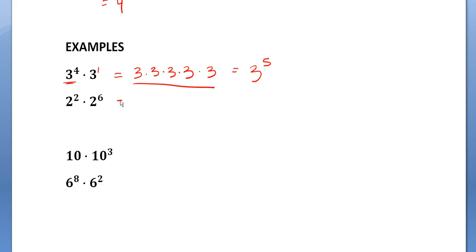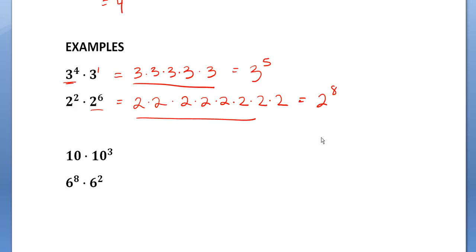Let's take a look at this one. 2 squared times 2 to the 6th. That's the same as writing 2 times 2, and 2 to the 6th power is the same as writing 2 times itself 6 times. If you can see here, I have 8 2's, so this is equivalent to writing 2 to the 8th power.